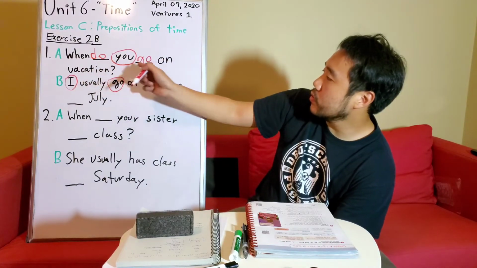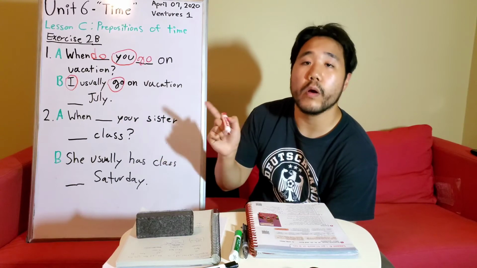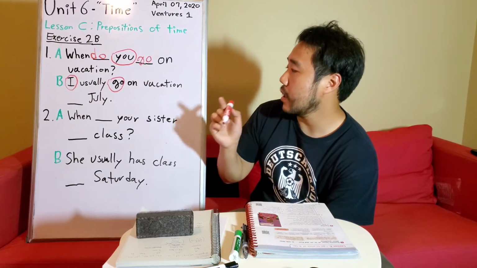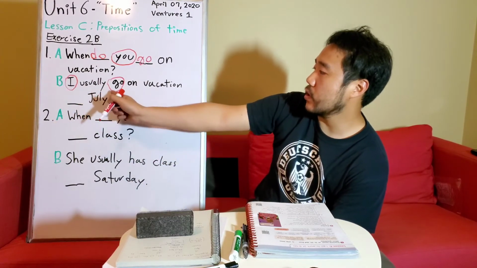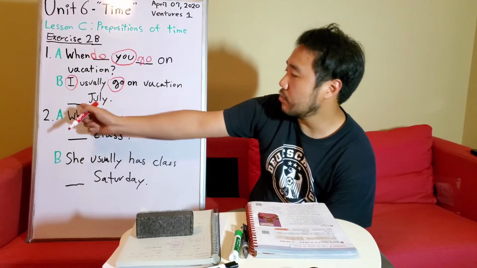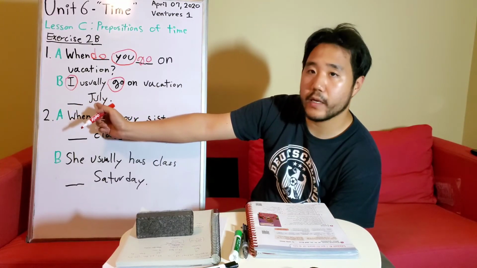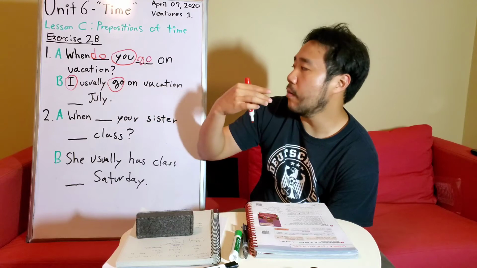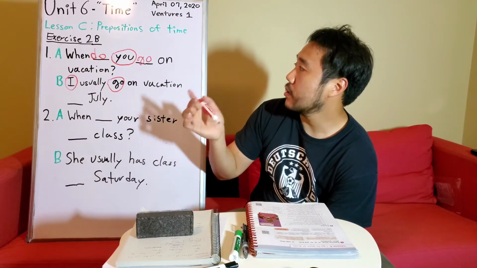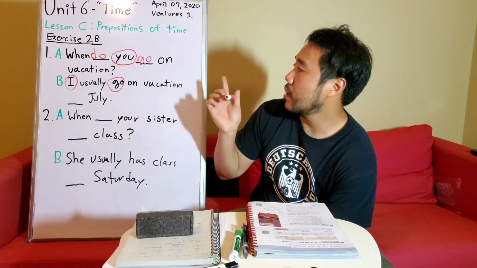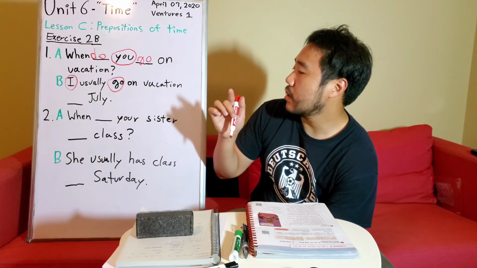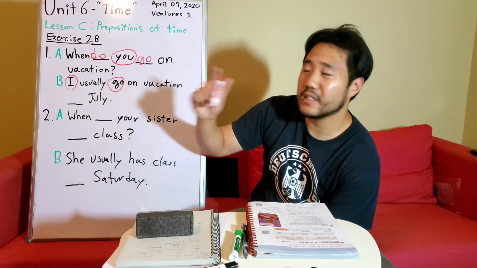When do you go on vacation? The answer, I usually go on vacation blank July. July is a month. So the preposition for a month is in.